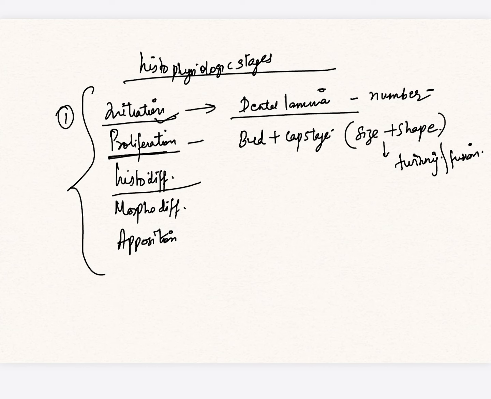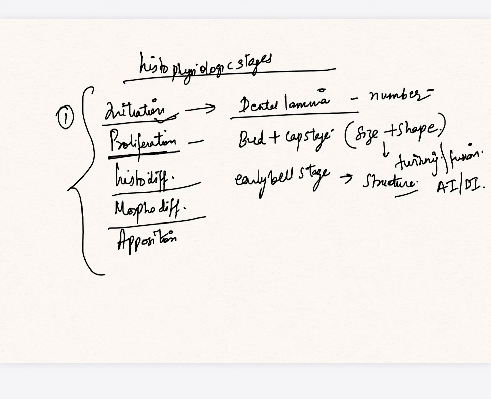Then third stage is histodifferentiation. Histodifferentiation occurs during early bell stage. So in early bell stage, we have three types of cells. Disturbance in the histodifferentiation will lead to a difference in structure, like histologically, amelogenesis imperfecta, dentinogenesis imperfecta, like that.